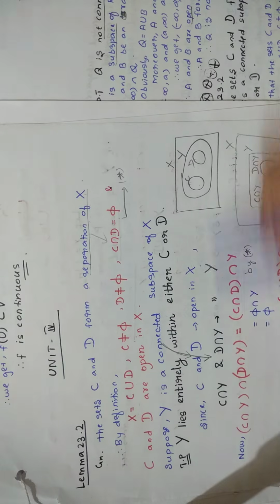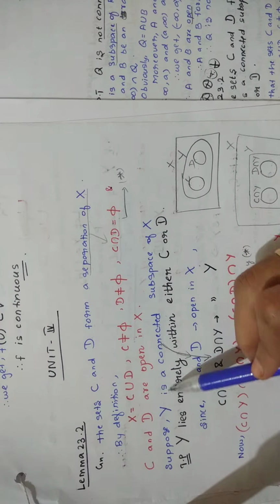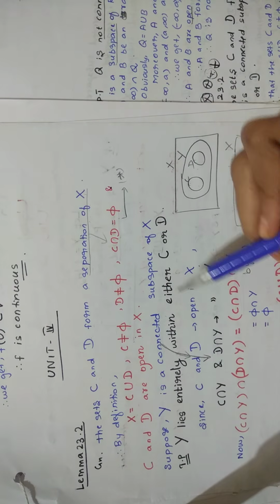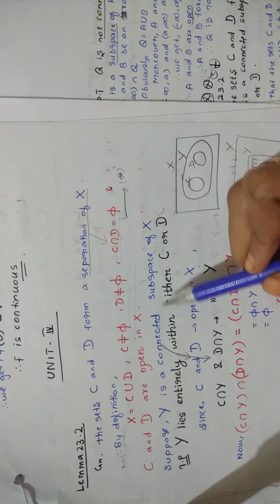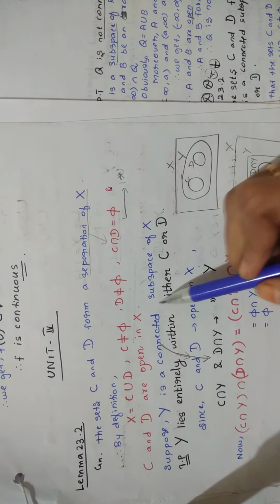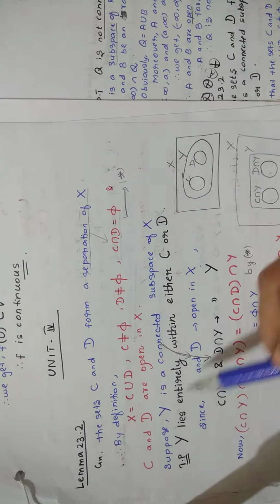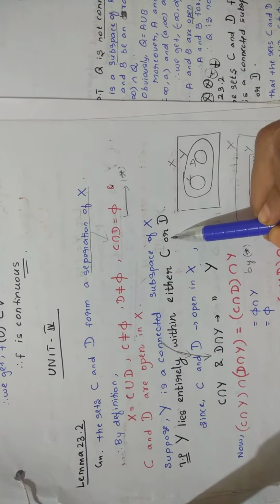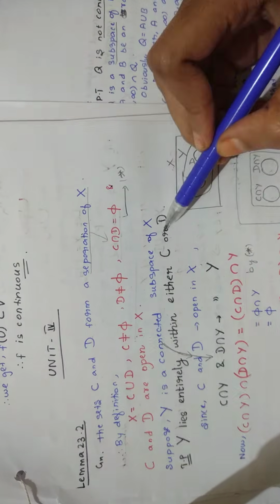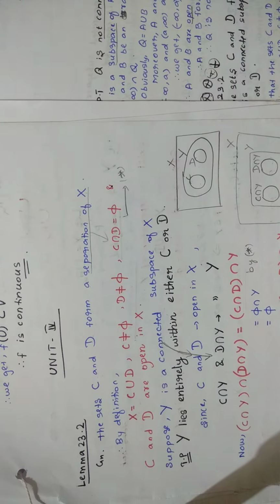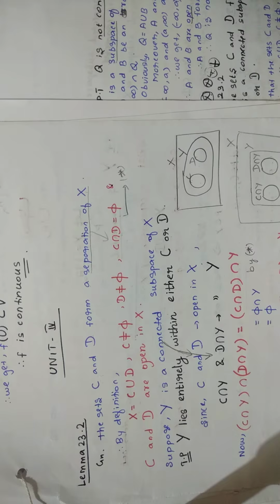Okay, now in the statement they are also given you Y is a connected subspace of capital X. You are writing that also. And now you have to prove Y lies entirely within either C or D. So from this to this you are just rewriting the sentences that they are given you in the statement. Am I right?